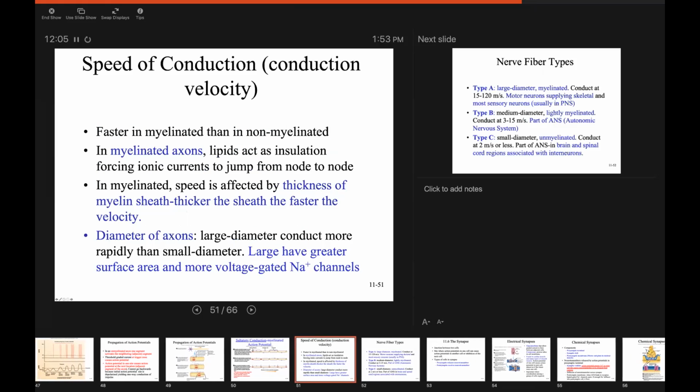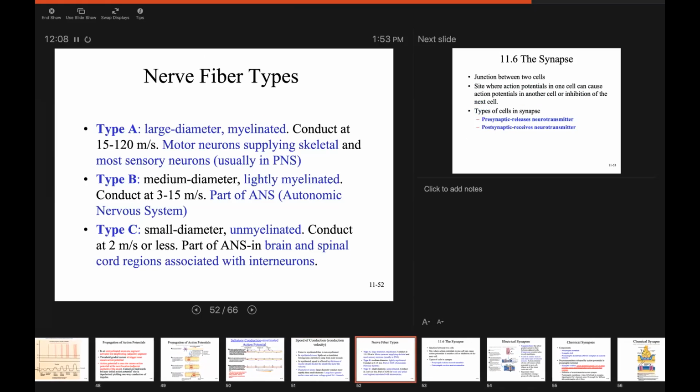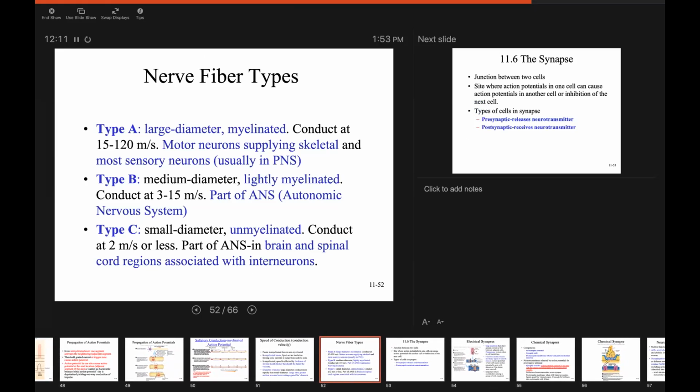Type C are the small diameter, unmyelinated ones. These are usually interneurons. And again, right, these conduct at 2 meters per second or less. Even 2 meters per second is pretty fast, but not compared to 120 meters per second. We see this in the autonomic nervous system as well, specifically between the interneurons of the brain and the spinal cord. Again, if all we have to do is transmit an action potential a couple millimeters from one interneuron to the next, all we have to do is maybe 1/10 of a millimeter, right?